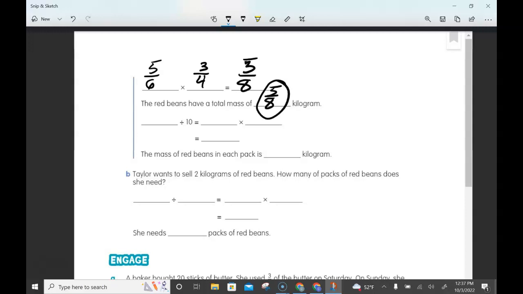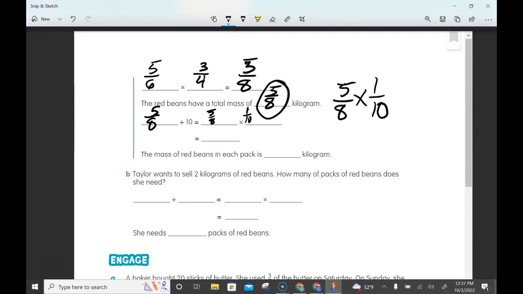So we have 5/8 divided by 10. Why 10? Because it's packed into 10 packs. So what that will equal, we have 5/8 times 1/10, because we keep, we change, we flip. Okay, so that represents 5/8 times 1/10. We'll write that in here.